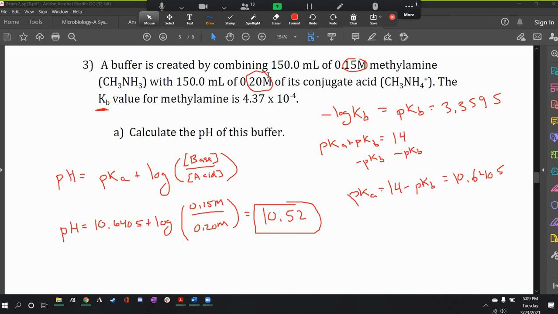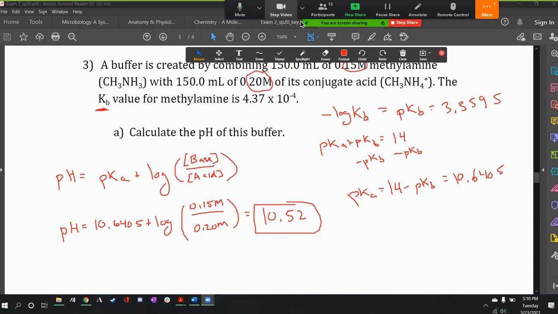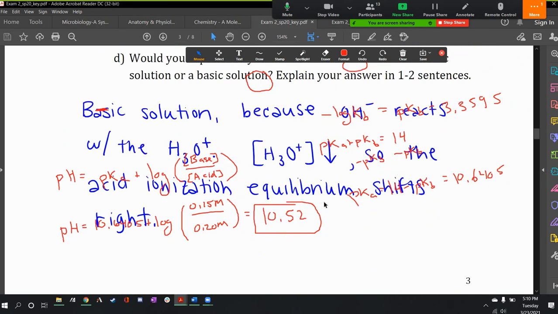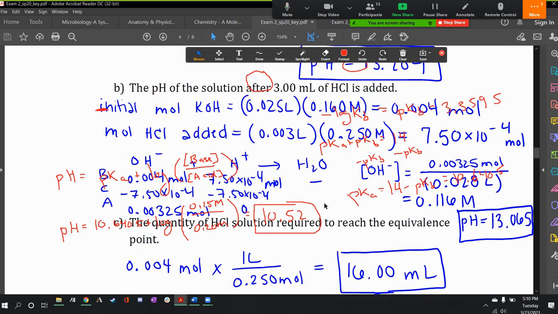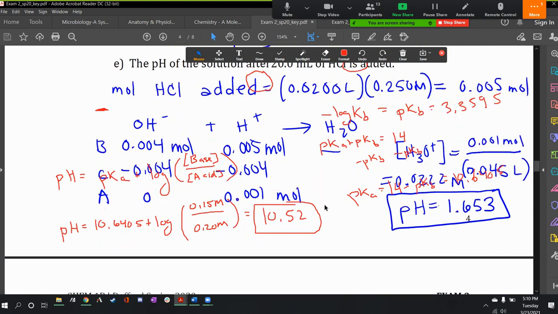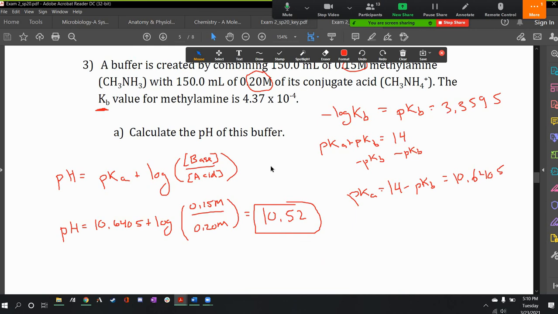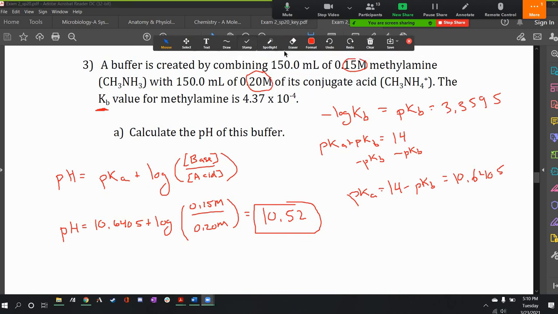And hopefully that's what she got on the answer sheet. Let me check. Don't want to be doing the wrong things here. Okay, let's see. Which problem are we on? Yeah, 10.516. Okay, cool. So 10.52, 10.516, sure. Close enough.